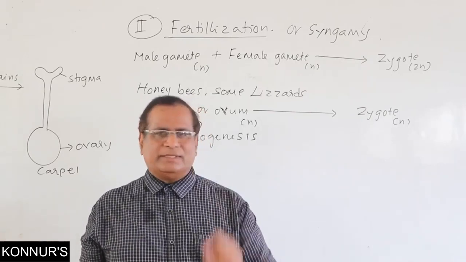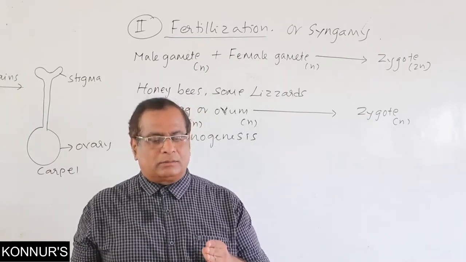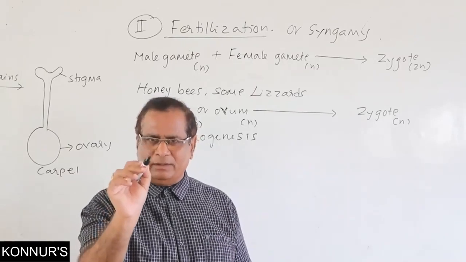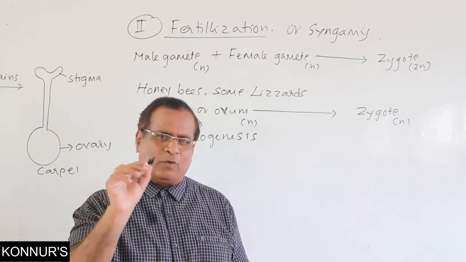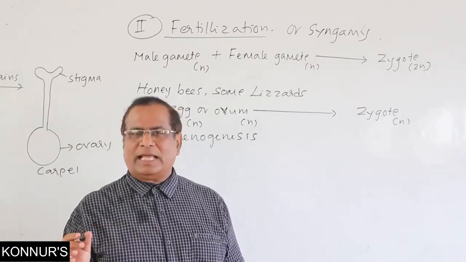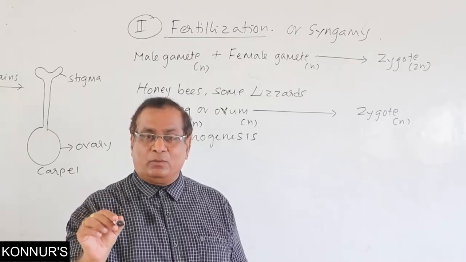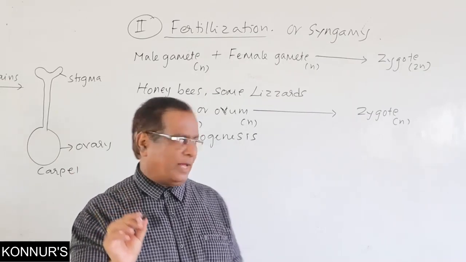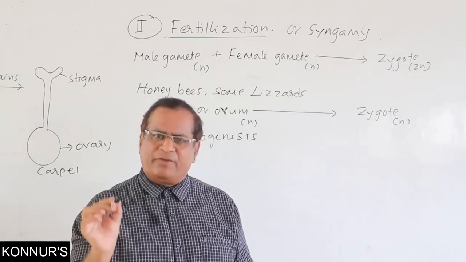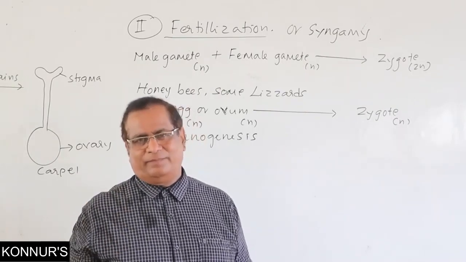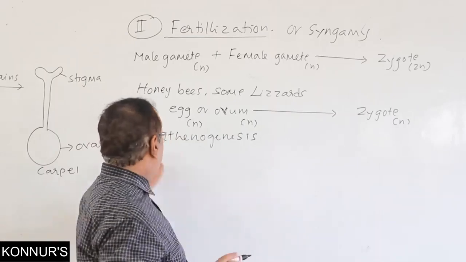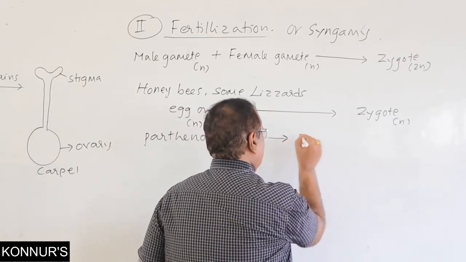That's why in honeybees there are three forms. There is a single queen, which is diploid and is formed by fertilization. And drones, they are the males, which are haploid. They are formed by parthenogenesis. And workers, they are diploid females, but they are sterile, and they are also formed by fertilization. Among the honeybees, parthenogenesis takes place in drones.